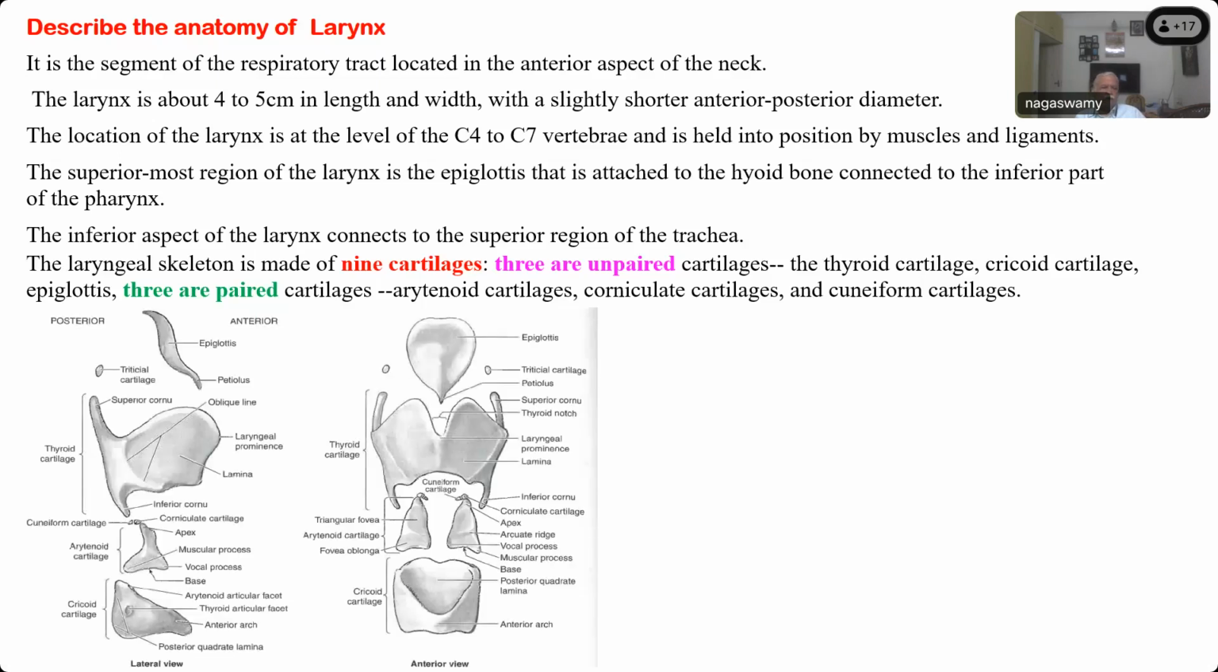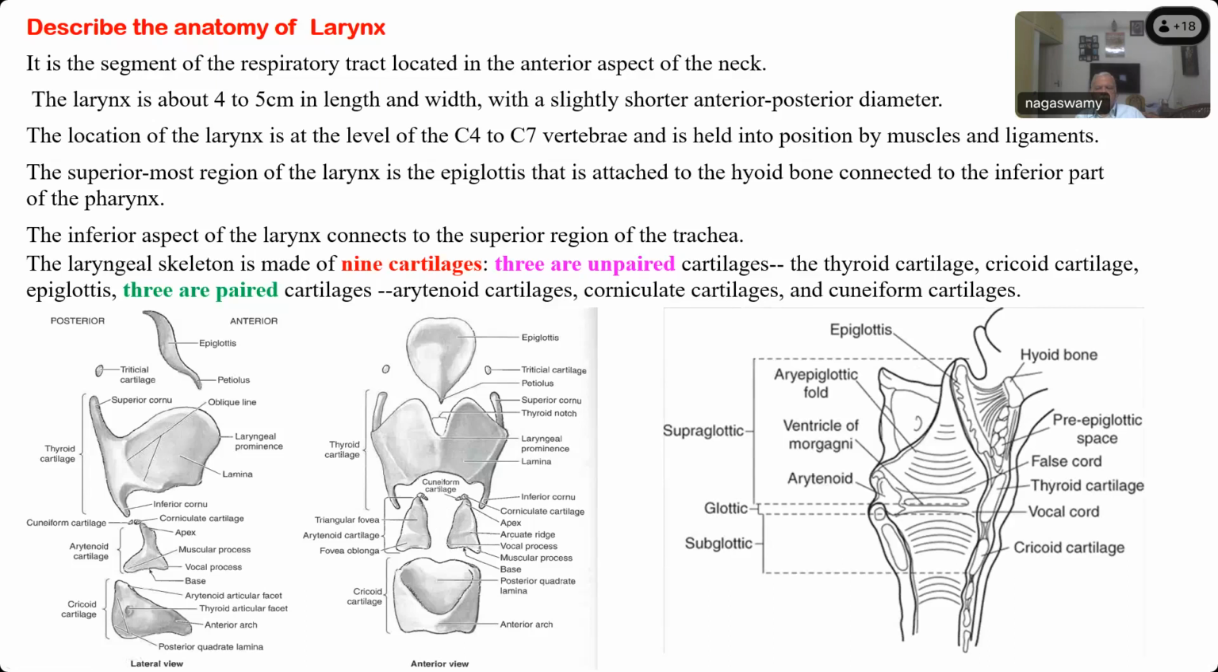This is the picture to show you all that. This is the epiglottis, this is the thyroid, this is the cricoid. These 3 are unpaired, single cartilages. And this is the arytenoid, which is paired. Then there are the cuneiform and corniculate, all attached to more or less the arytenoid cartilage. So they become the paired cartilages.